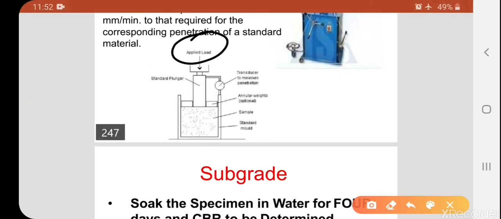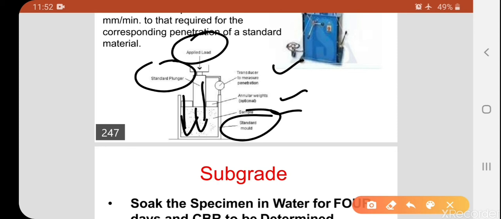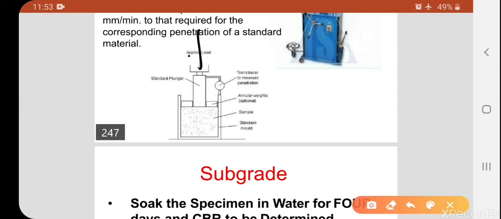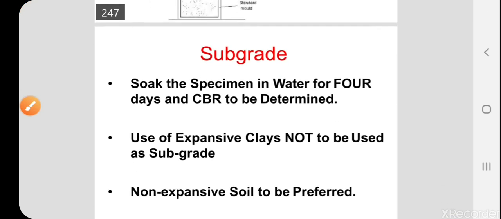See here, applied load and standard plunger. This one is applied inside the soil mass. Here we can measure the penetration value. These are the annular weights, the sample and the standard mould. From here we are applying the load. What will be the penetration that can be measured here? With the help of this above formula, we can find out the CBR.